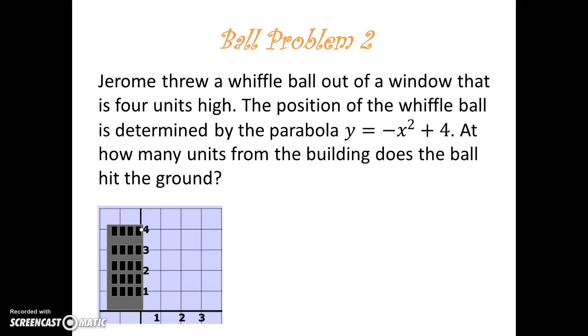Now let's take a look at a different problem. Here Jerome threw a wiffle ball out of a window that is 4 units high. The position of the wiffle ball is determined by the parabola y equals negative x squared plus 4. At how many units from the building does the ball hit the ground?